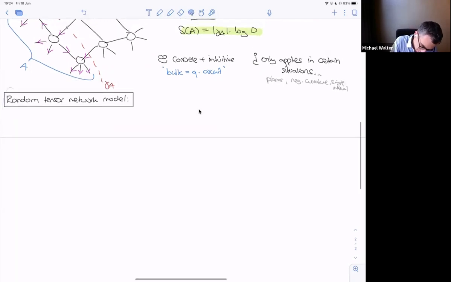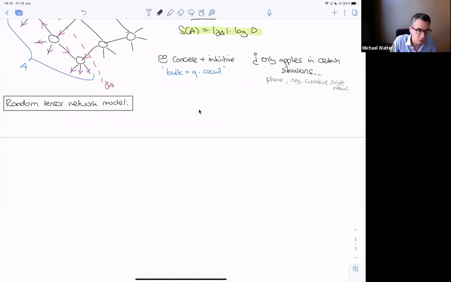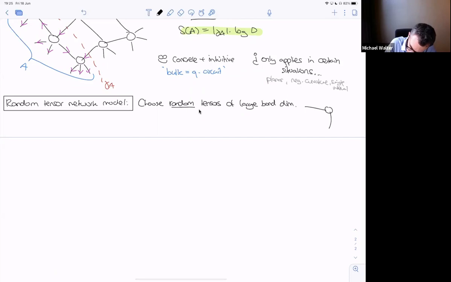So that's something we proposed a little while ago. And the idea is very simple. Instead of fine-tuning these bulk tensors to be perfect, we're just going to take them at random, but we pick the bond dimension to be really large. So we're going to choose random tensors at each vertex, independently, of large bond dimension. So large D. Okay. So D is large.